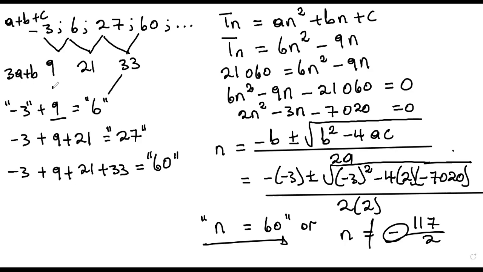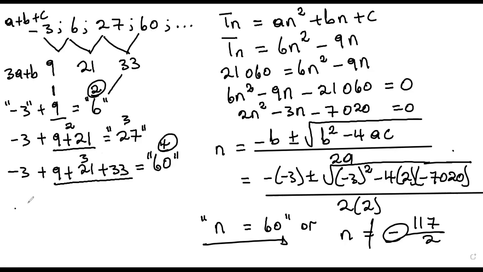So if you add it to one term of the first differences, you get the second term in the quadratic pattern. But if you add it to two terms of the first differences, you are going to get the third term of this quadratic pattern. And if you add it to three terms of the first differences, you are going to get the fourth term of the quadratic pattern itself. So what is the meaning?